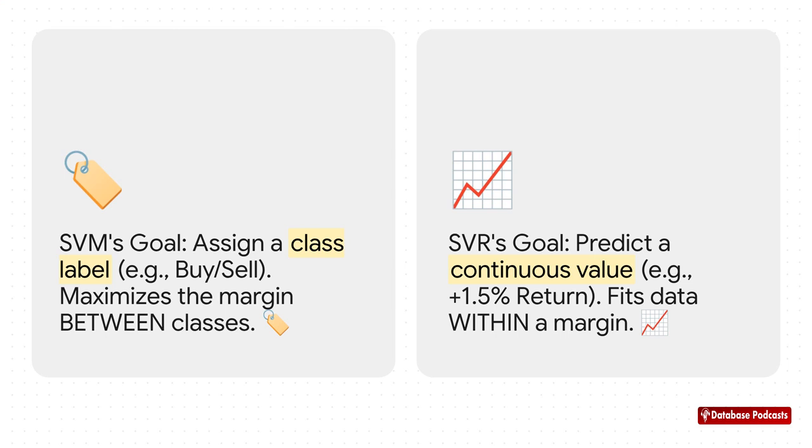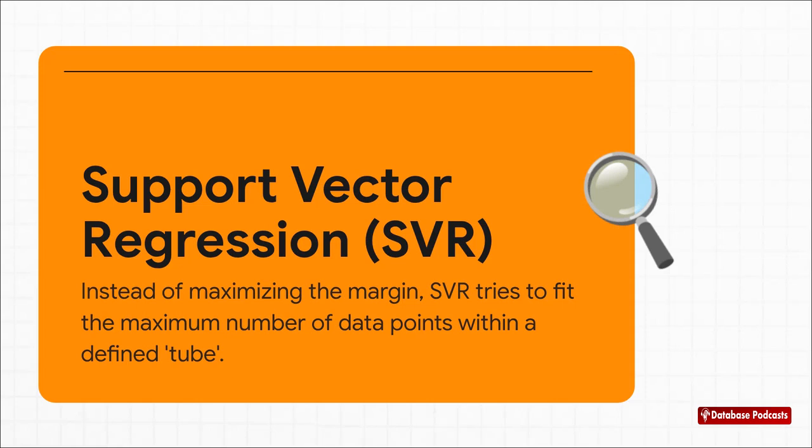The entire goal changes. A classic SVM wants to assign a label like buy or sell by making the empty space between the classes as big as possible. But for regression, we need to predict a number, like a positive 1.5% return, by finding the line that best fits within the data itself. This evolution of the tool is called Support Vector Regression, or SVR, and it totally flips the whole idea of the margin on its head.